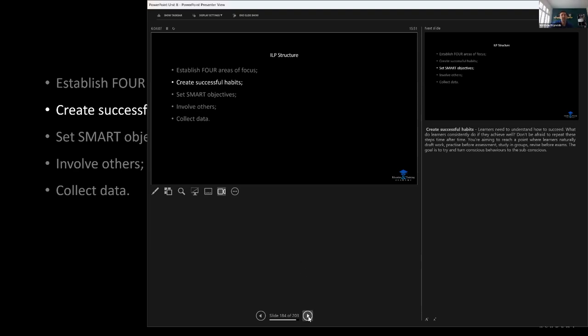SMART objectives are things that we've already covered anyway. So think about attendance, which might be a target. You need to be there every day. You need to attend, you need to participate. These are objectives for learners as well. Even timelines, submitting work, if you're actually setting deadlines.